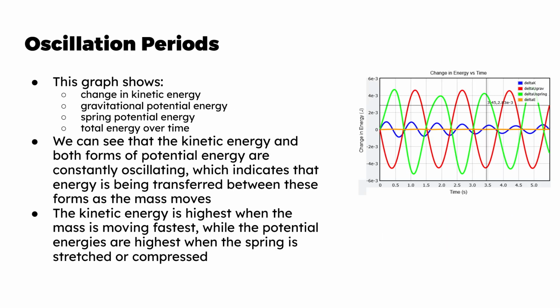Oscillation periods. This graph shows change in kinetic energy, gravitational potential energy, spring potential energy, and total energy over time. We can see that the kinetic energy and both forms of potential energy are constantly oscillating, which indicates that energy is being transferred between these forms as the mass moves.